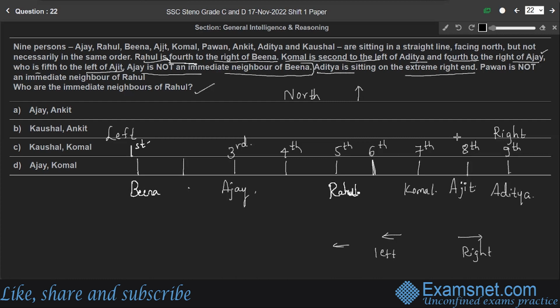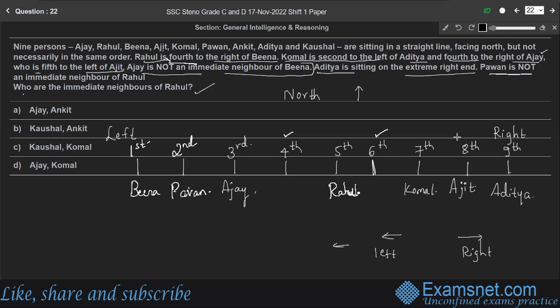Now, coming to the last point, Pawan is not an immediate neighbor of Rahul. The immediate neighbors of Rahul are either the 4th person or the 6th person. These are the immediate neighbors, right? Here Pawan is not an immediate neighbor of Rahul. Therefore, Pawan is the second person. So here the 4th and 6th places are vacant, right?